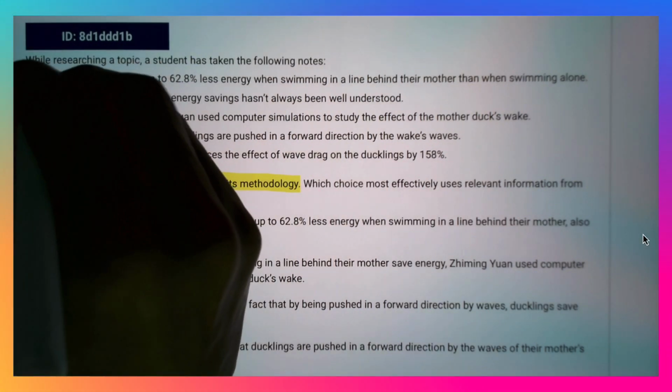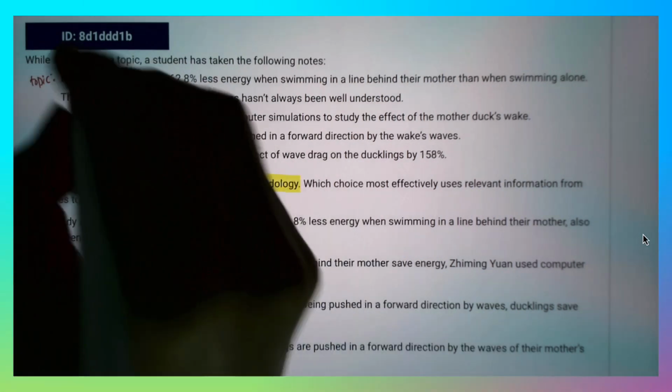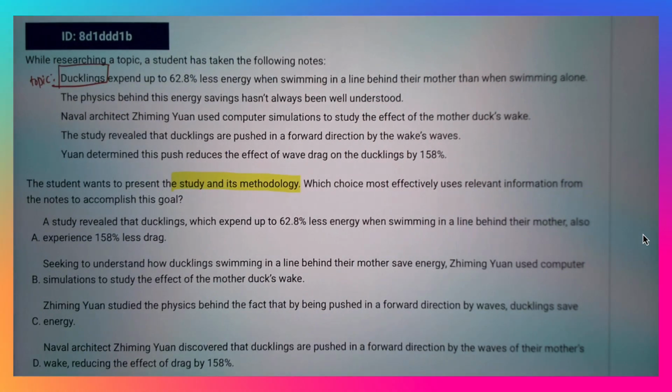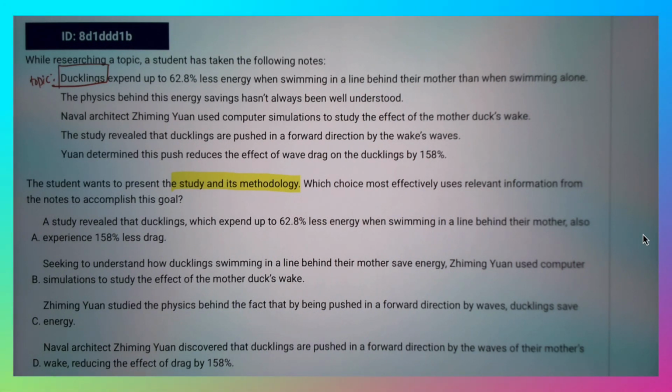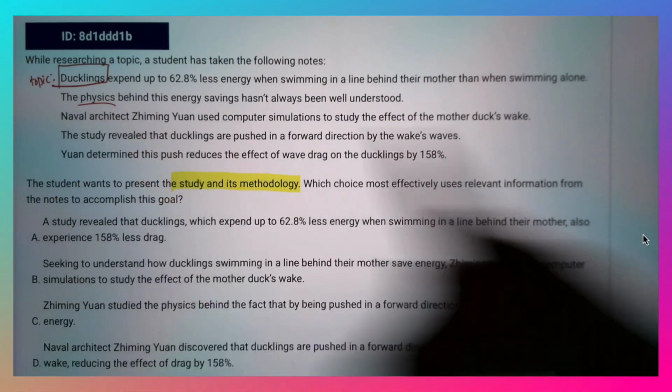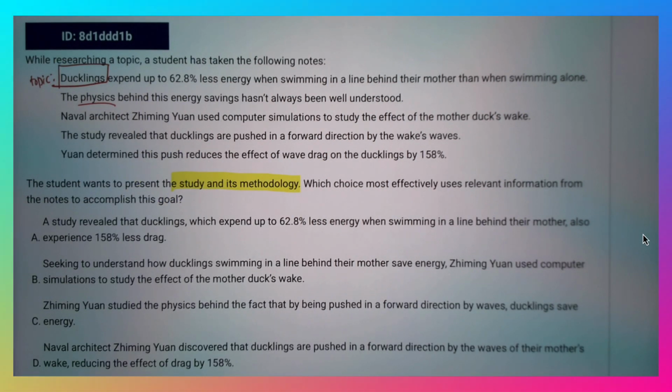So we have a topic sentence that talks about ducklings and how they use less energy when swimming behind their mother compared to when swimming alone. And the second line is describing that the physics behind this energy savings hasn't always been well understood. So it's talking about physics. Unfortunately, physics did not work out well up until this guy, naval architect Zaiming Yuan, used computer simulations right there.